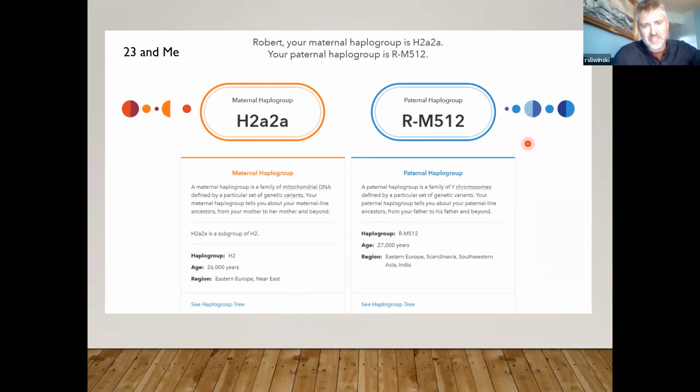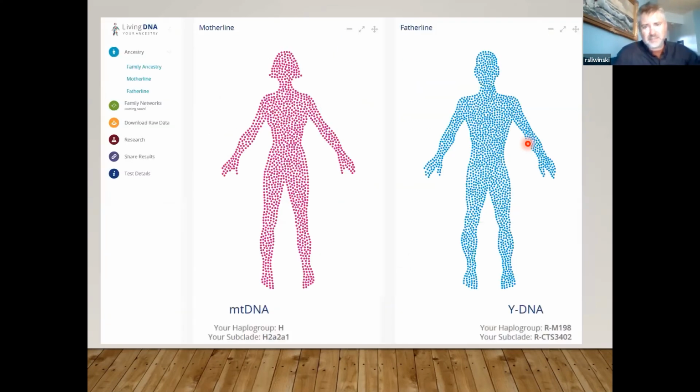Living DNA gave me some images of what look like people, a maternal line and paternal line Y-DNA of R1A. It's giving me the last twig. They're saying CTS3402, which is close to what Family Tree DNA has, which went even further on mine. And then my haplogroup H is H2A2A1, and they got that right.